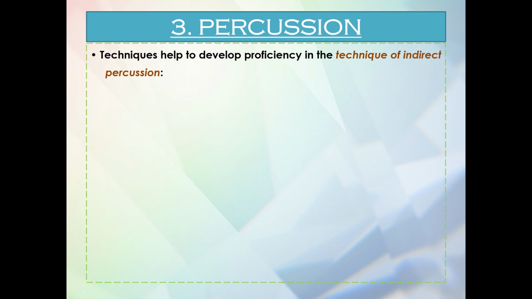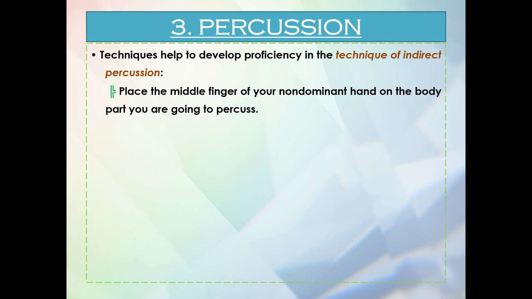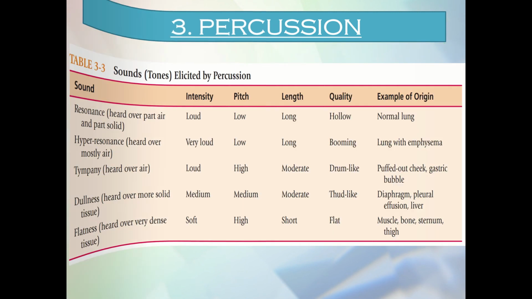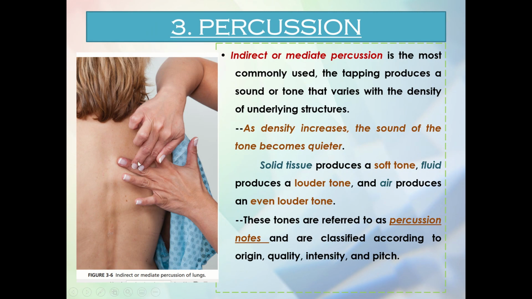And then we have here techniques that would help to develop proficiency in the technique of indirect percussion. So how do we do the indirect percussion? You place the middle finger of your non-dominant hand on the body part you are going to percuss. So, middle finger of your non-dominant hand. So ito yung titingnan natin, itong picture na to. So this is how we perform the indirect or mediate percussion.